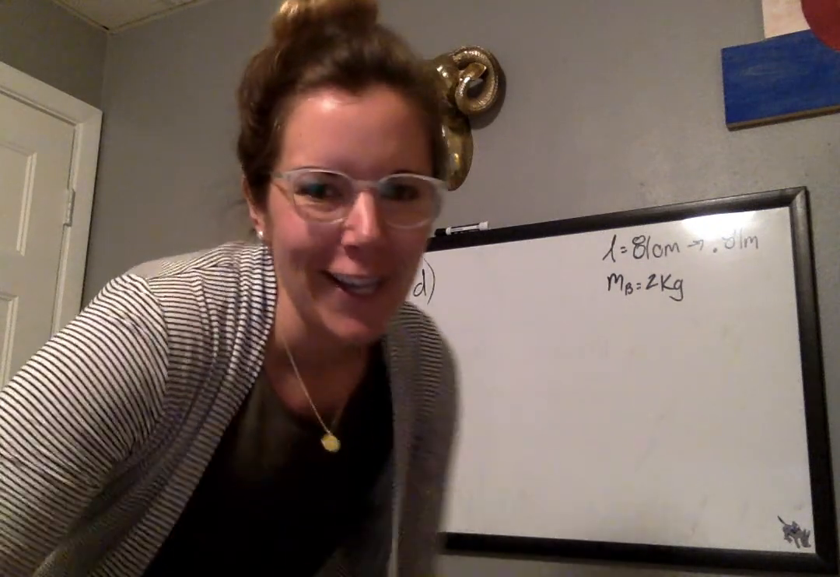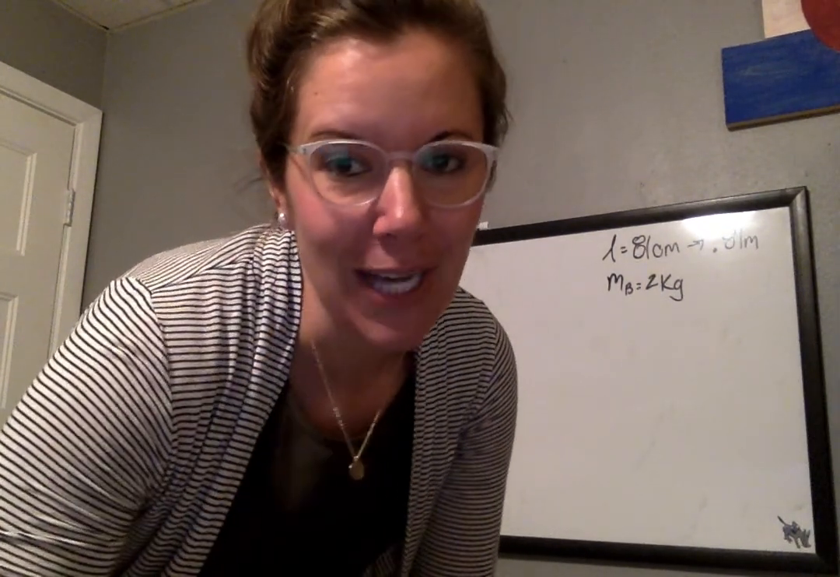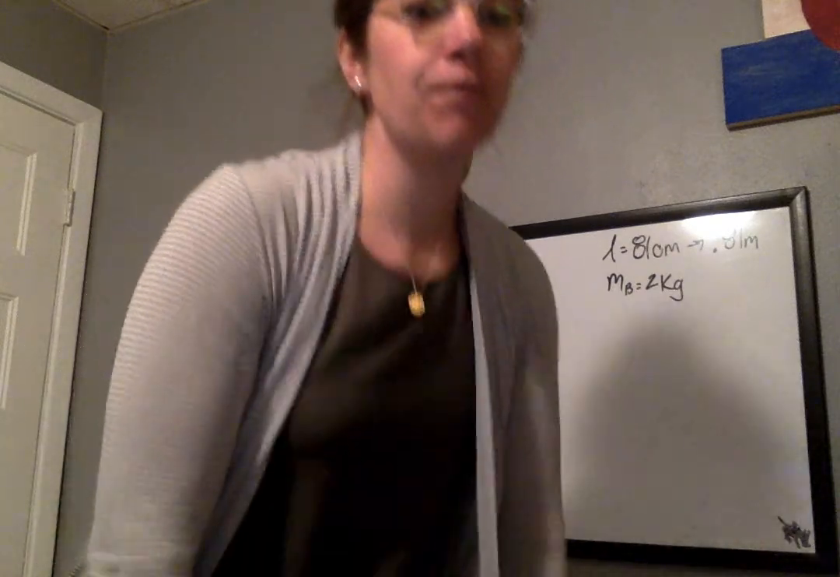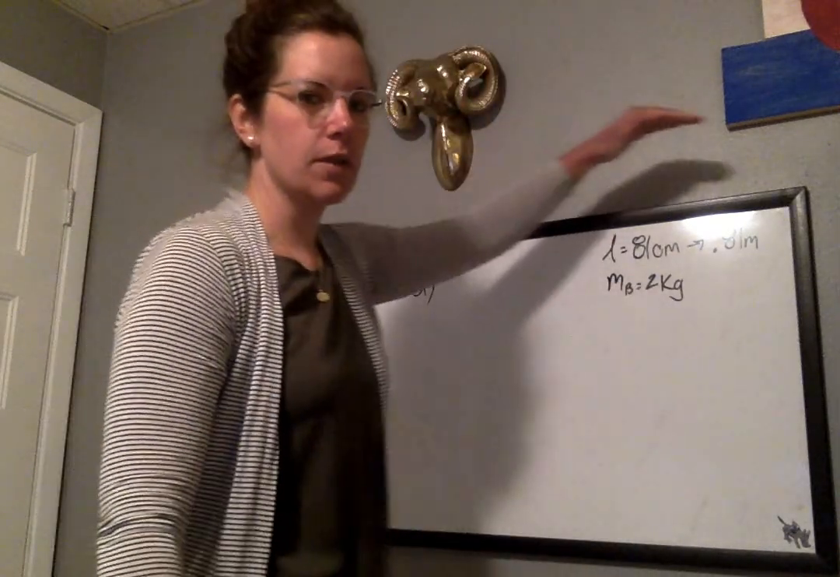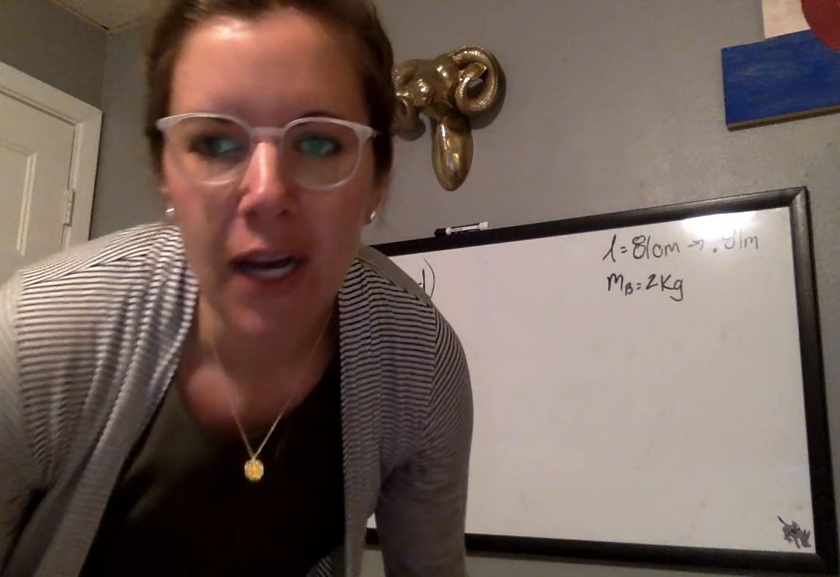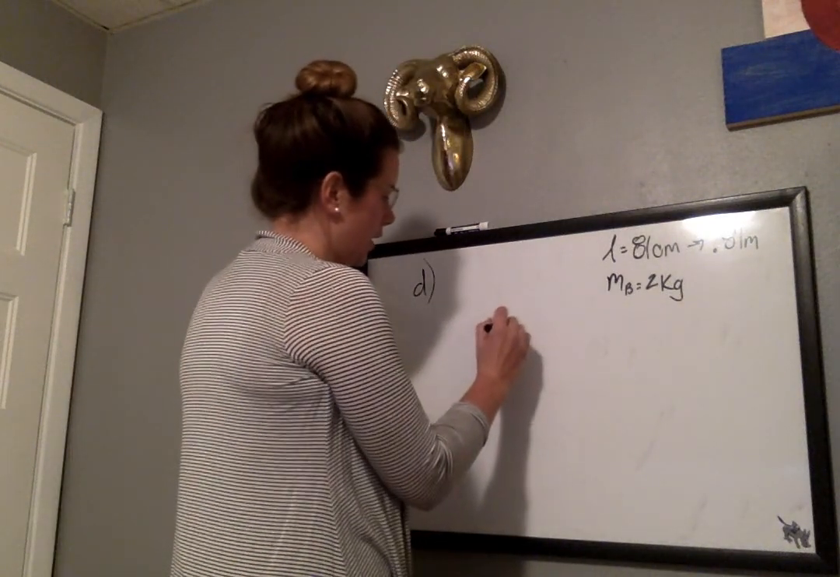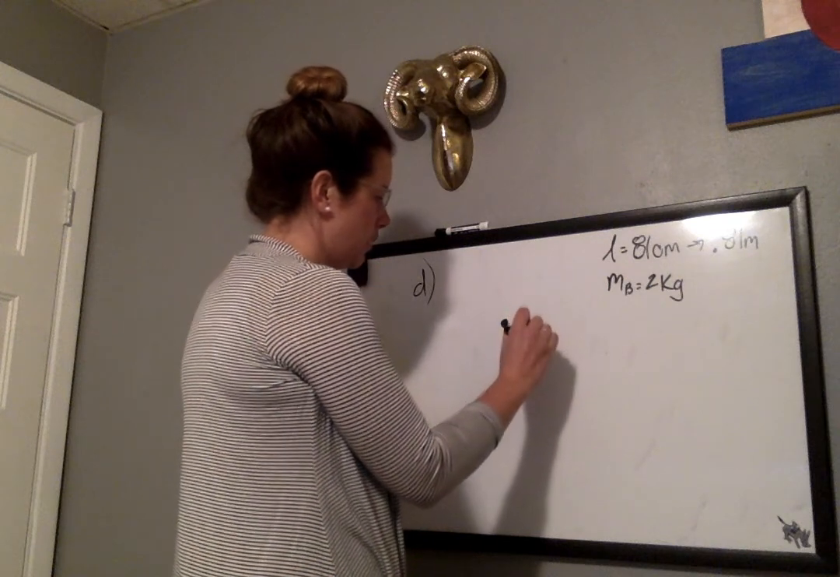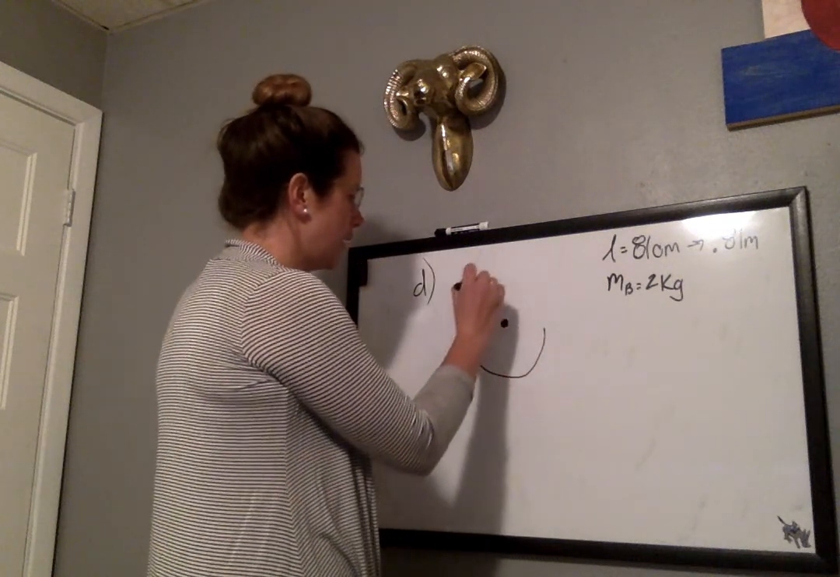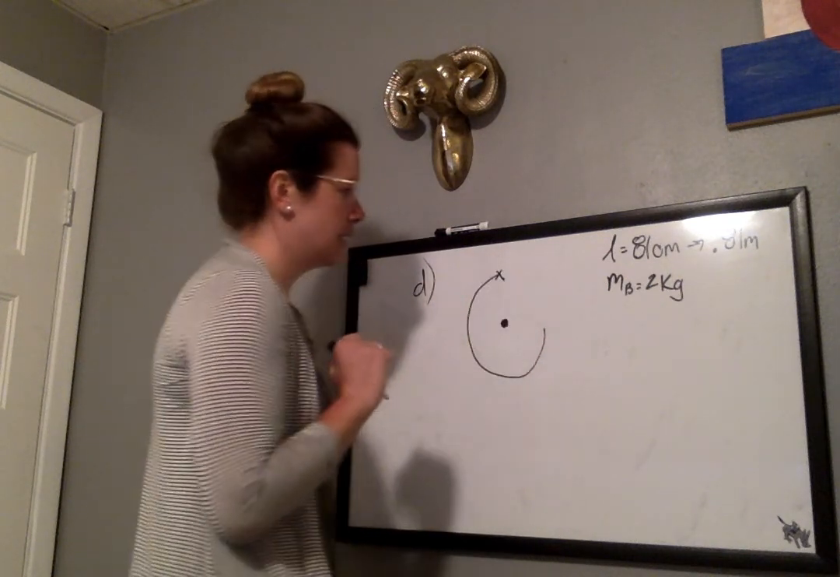Part D. Suppose the string breaks at the instant the ball is at point A, so the very top of the circle. Describe the motion immediately after the string breaks. Oh, has this been a glare the whole time? I'll fix that. So here's your point of rotation. The ball is on the string. It's moving around. Oh, it breaks right here.